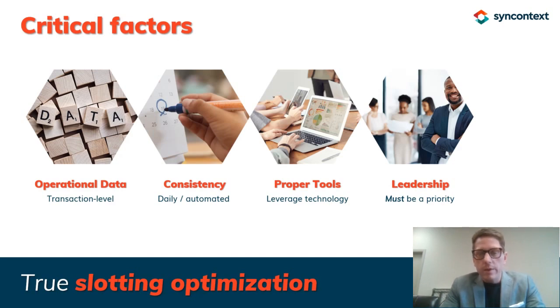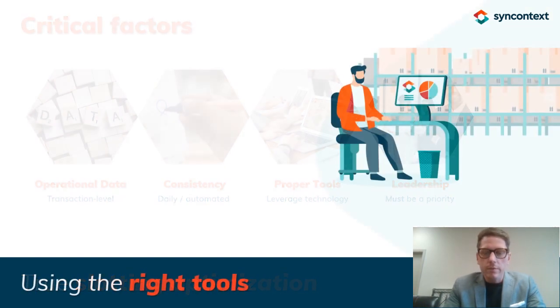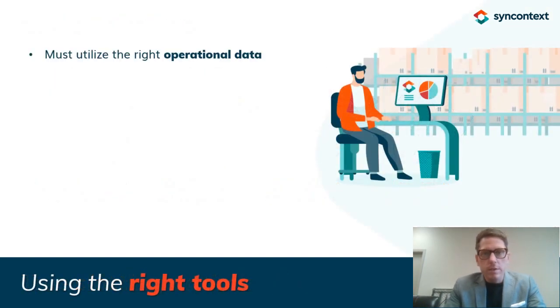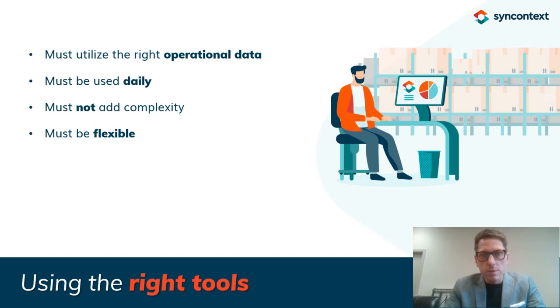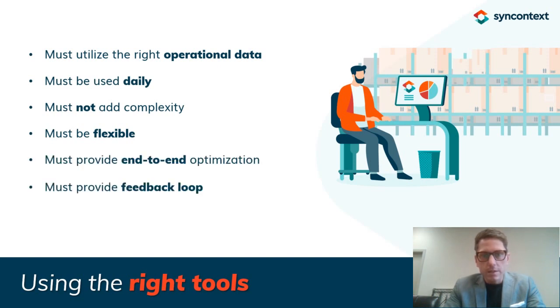Leadership is the fourth one. That's very important. Obviously, it has to be something that's taken seriously within the organization. There's a lot of dollars on the table, as we'll discuss in a few minutes with our case studies. There's a lot of dollars on the table to be had with a proper slotting optimization strategy, and the right amount of leadership and the right amount of direction needs to be in place in order for that to be fully achieved.